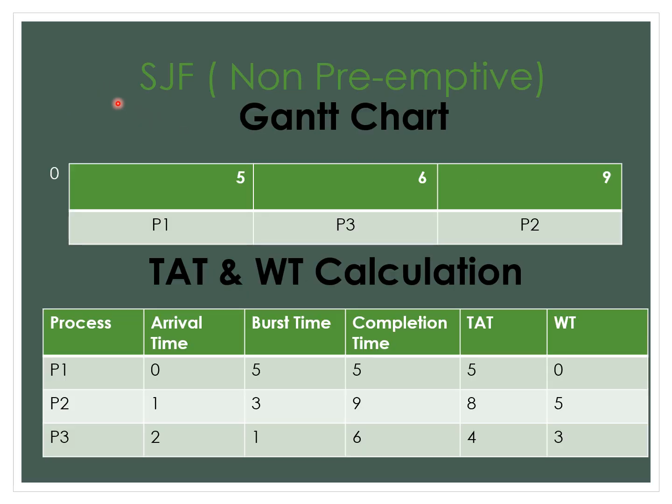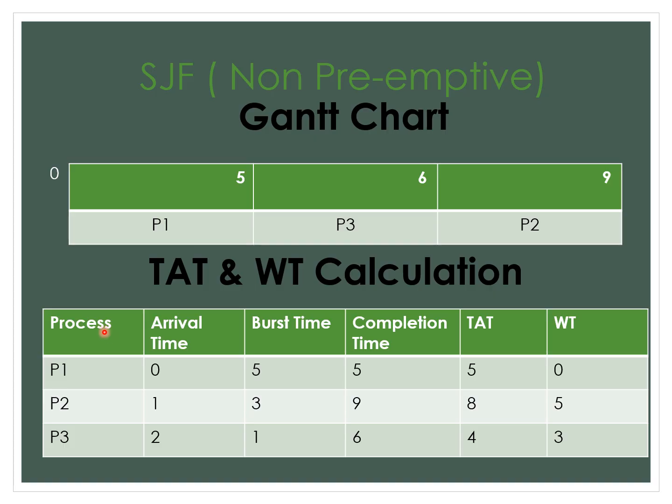Next one is shortest job first scheduling. It is non-preemptive scheduling. We already know non-preemptive scheduling does not give priority to the other processes. This is the Gantt chart for shortest job first.